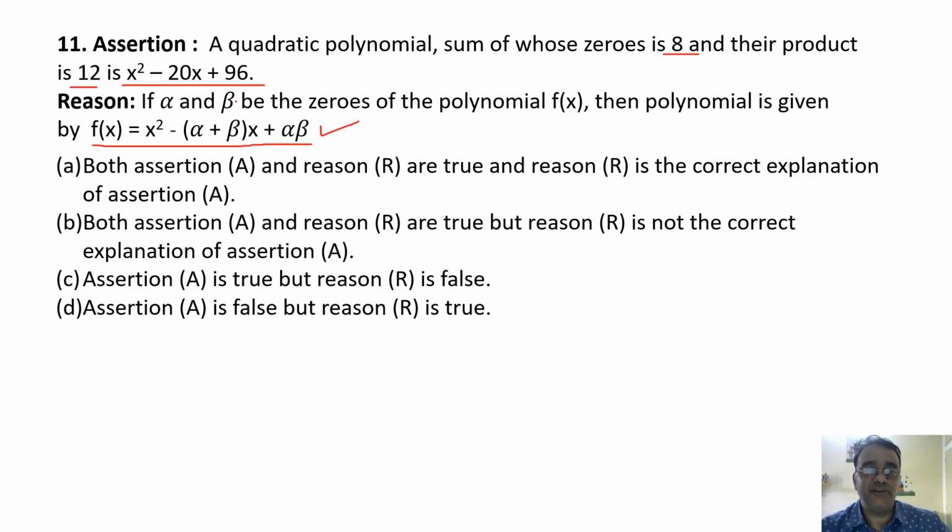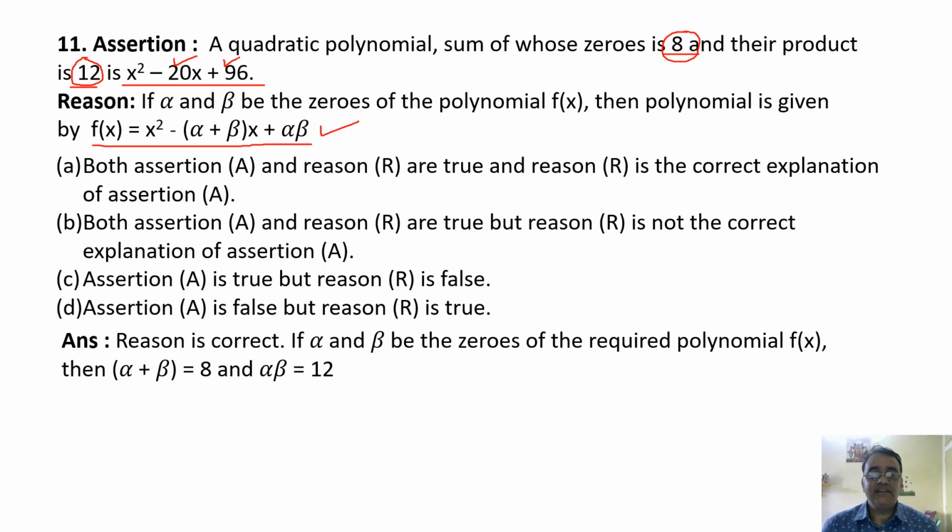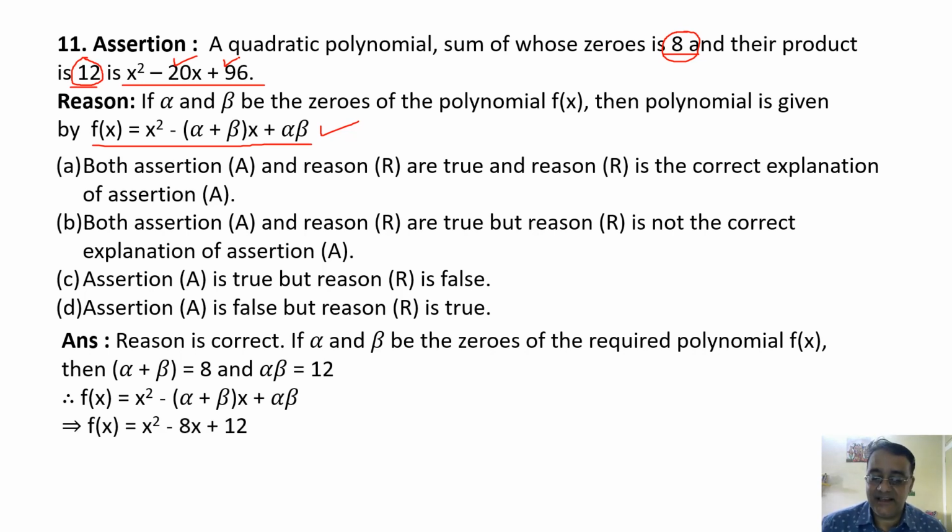So now we have to check the assertion. For the assertion, the sum of zeros is given and the product is given. So here it should have been minus 8 and here it should have been plus 12. So see, the reason is correct. If alpha and beta are the zeros of the required polynomial, then alpha plus beta is equal to 8 and alpha beta is equal to 12. And we know that it is given by x square minus (alpha plus beta) x plus alpha beta. Now if we substitute, we will get x square minus 8x plus 12. So the assertion is not correct.